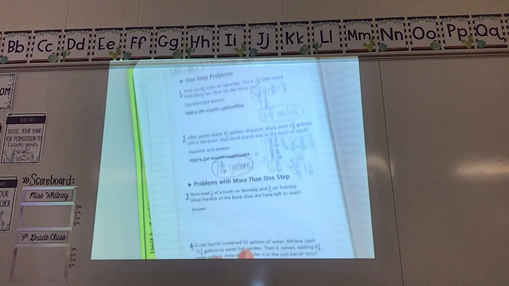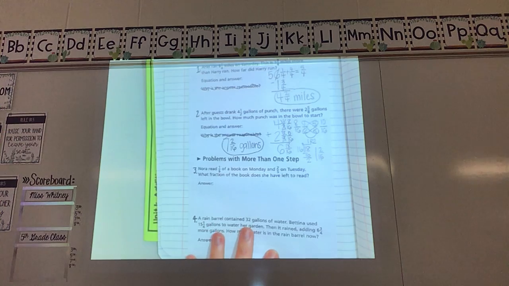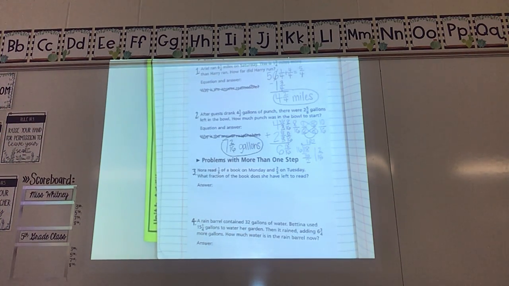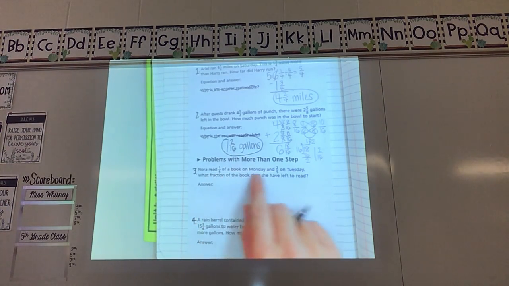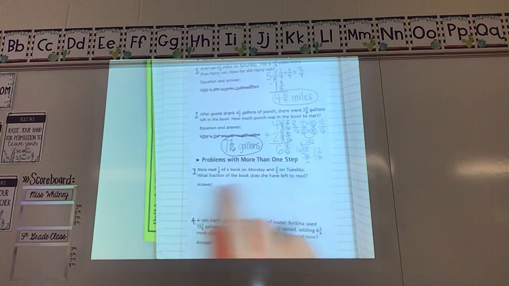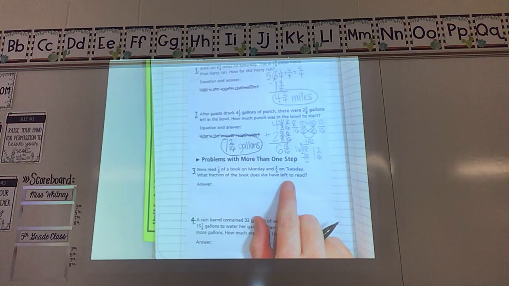Awesome job. All right, let's try 2 more here. You will notice these 2 say problems with more than 1 step. So we have to do multiple things here to figure these out. Nora read 1/6 of a book on Monday and 2/5 on Tuesday. What fraction of the book does she have left to read?